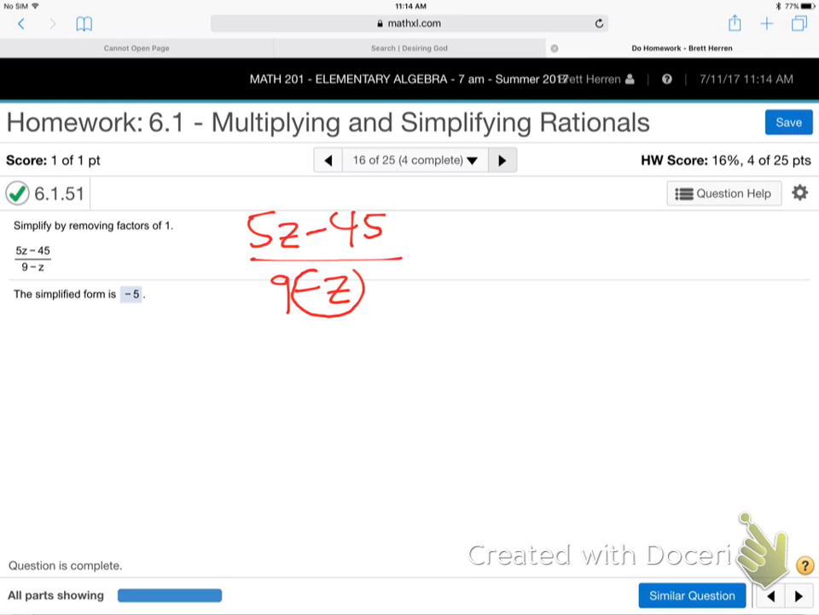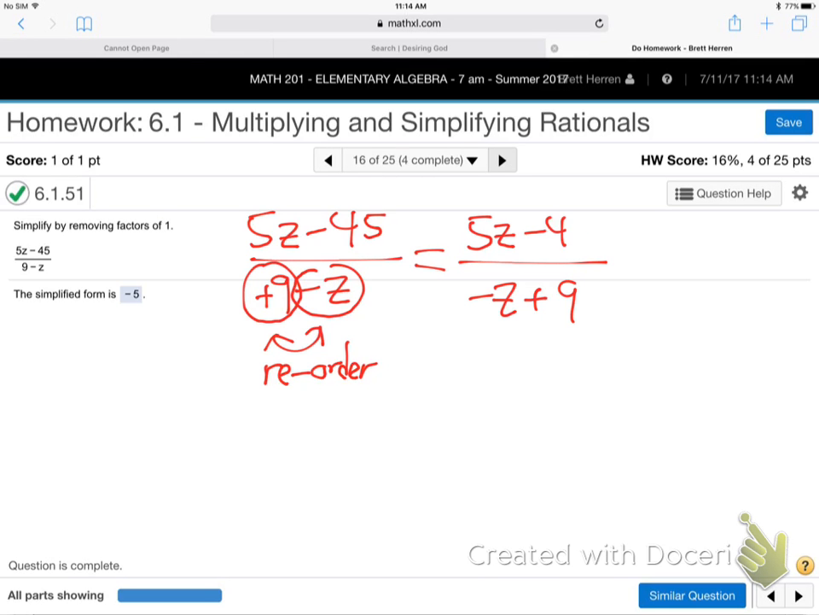With me? So that minus on the z and really nothing, so plus on the 9. We're going to reorder. So we get minus z plus 9. We good there? So now we have the letters in the front. That's what we like. Now can you factor? Factor the top, factor the bottom. Out 5.